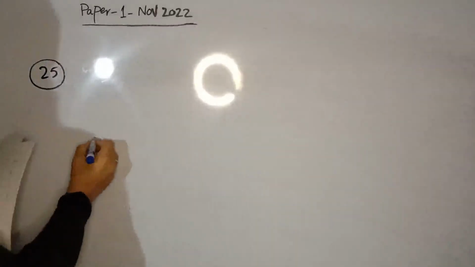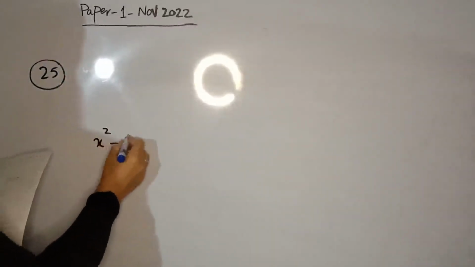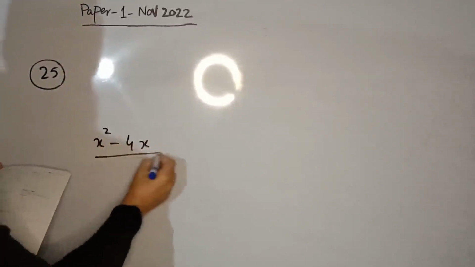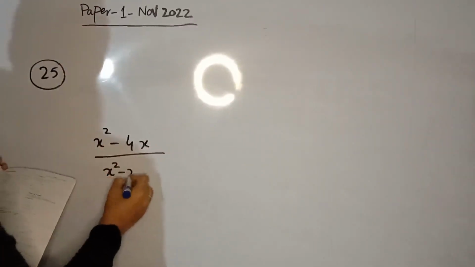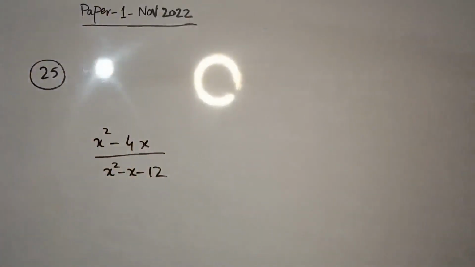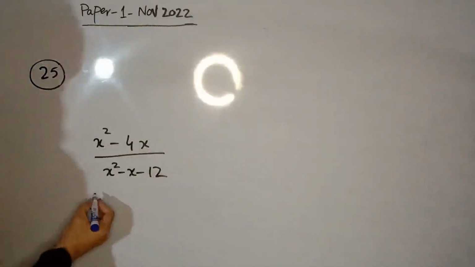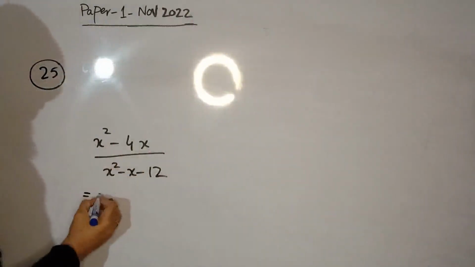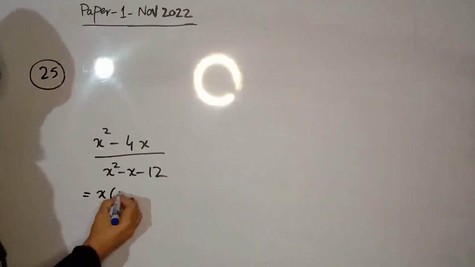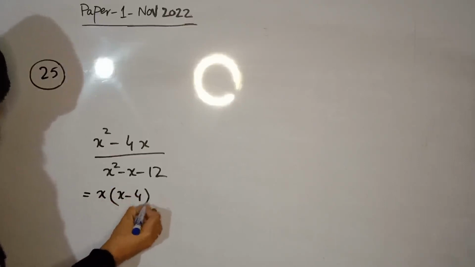Question 25: simplify x square minus 4x, the whole divided by x square minus x minus 12. We have to factorize the denominator and numerator separately, and then find the common factors. If we take x common from the numerator, this will be x into x minus 4.